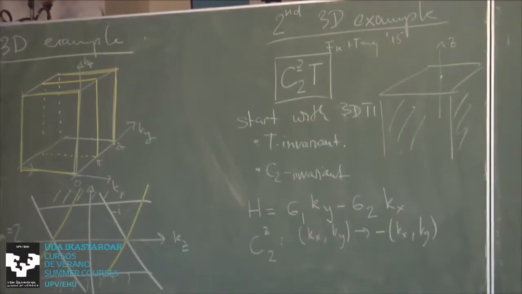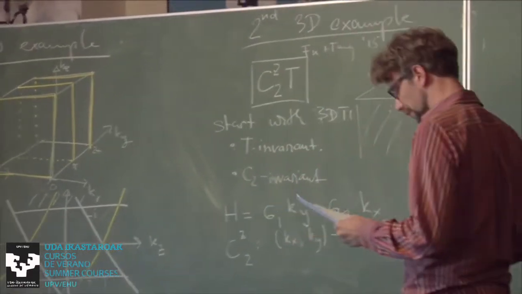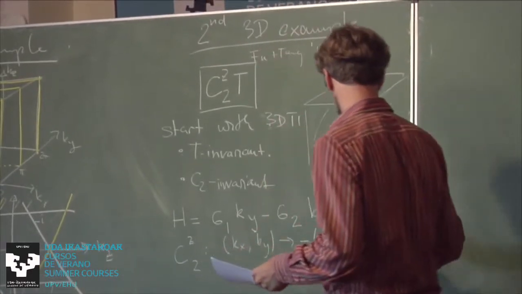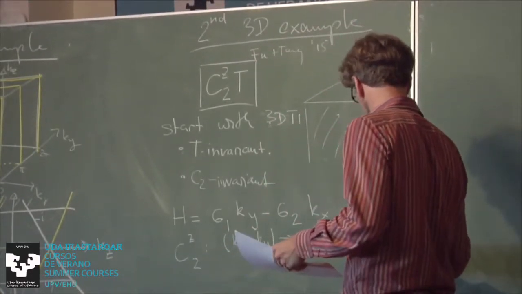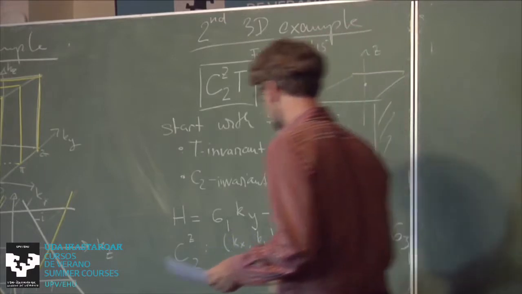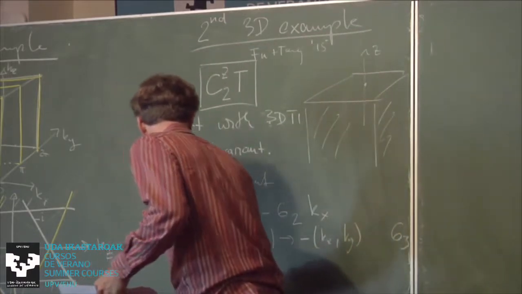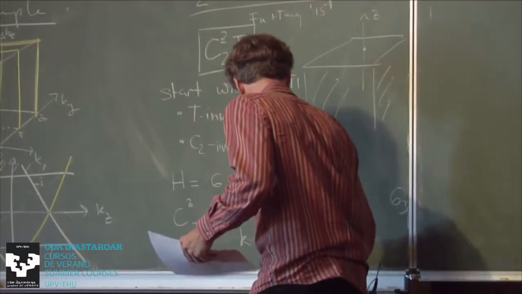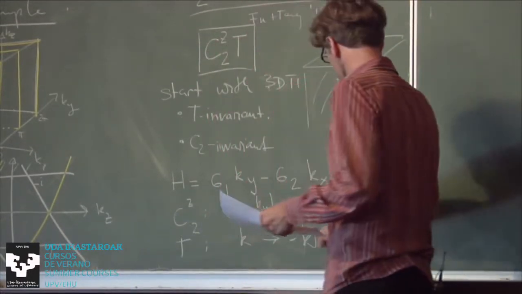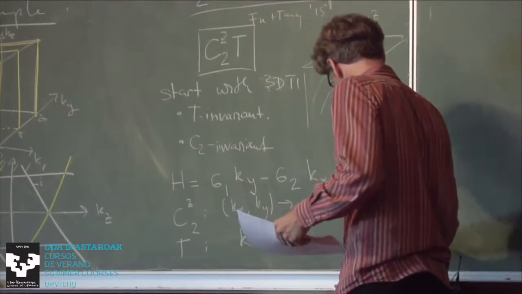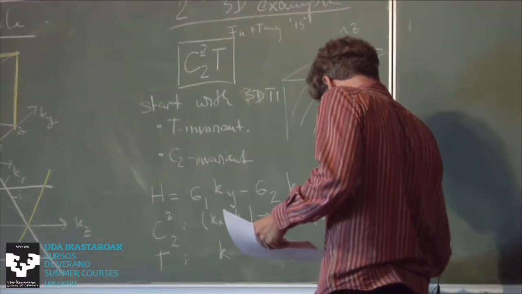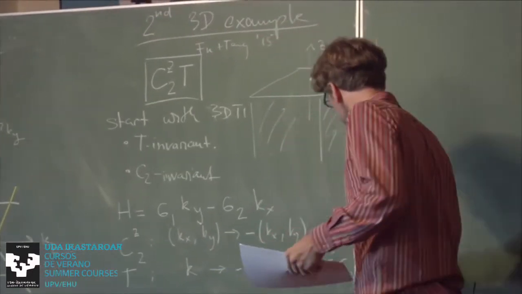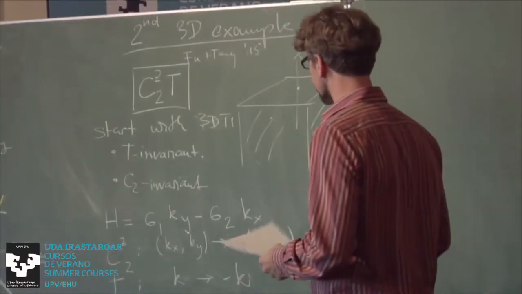And to make that a symmetry of the system, the matrix representation of this C2 set must be sigma 3, right? And time reversal symmetry, we know, takes k to minus k, and the matrix representation is i times sigma 2, for the spin 1/2 fermions, right? And times complex conjugation, okay?